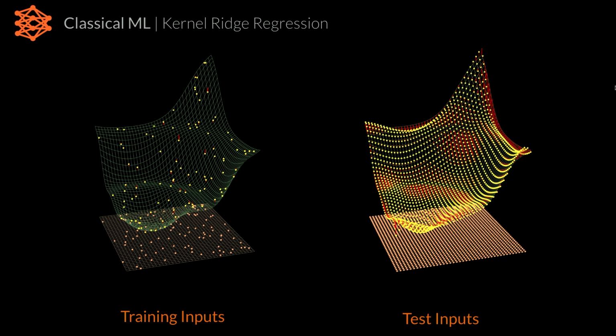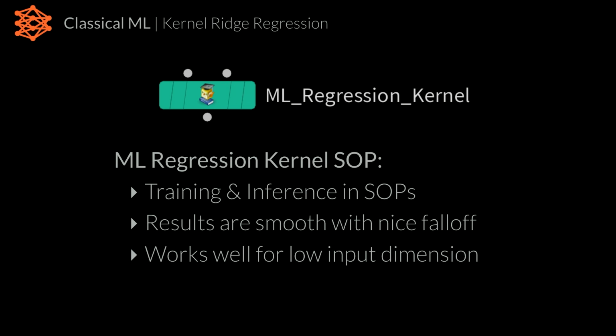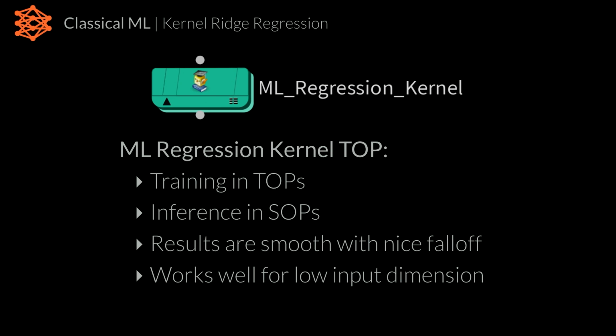Then the final classical machine learning approach I'm going to discuss is kernel ridge regression. In kernel ridge regression, we place a kernel function like a Gaussian on each training input, and then we compute an optimal weighted average of these kernel functions. On the right, we see that the results are a pretty good fit in this case. Training and inferencing happens in subs. The results tend to be smooth with a nice fall-off, and this works reasonably well in low input dimensions. This functionality is available as the ML regression kernel sub. There's also an ML regression kernel top, which allows you to do the same thing, but exports the resulting model as an ONNX, which means that you can later use it with inference nodes that can use ONNX, which is pretty handy.